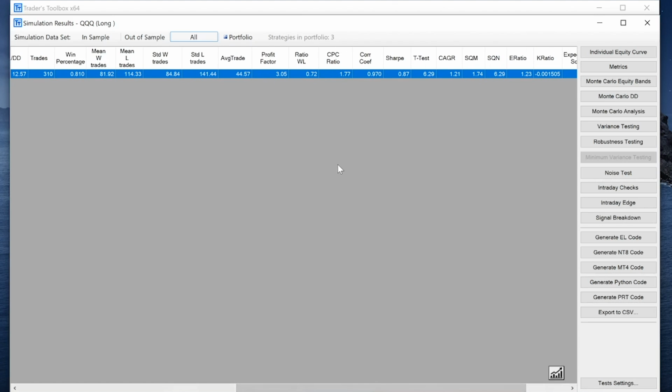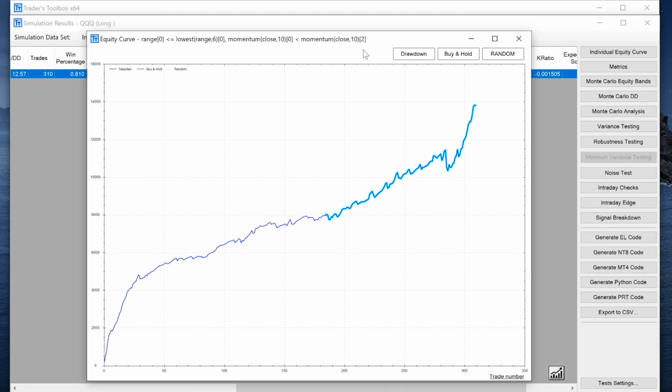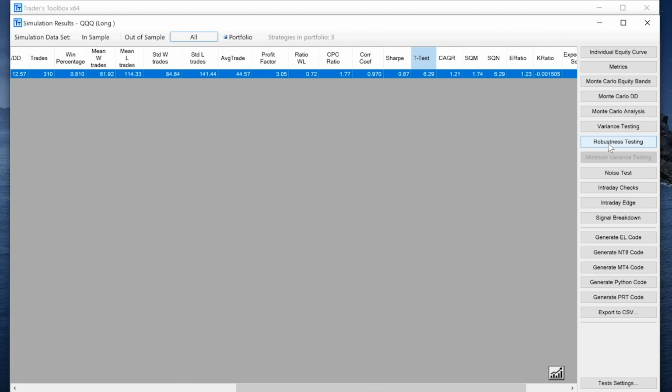All right, let's take a look at the equity curve. Here's the equity curve. You shouldn't be that surprised. It's the same curve we saw on my trading platform. It's gone up. It took a small dip at the end of 2018 and since then has continued to go up. There is one really cool thing I want to show you, and it's right here in robustness testing.